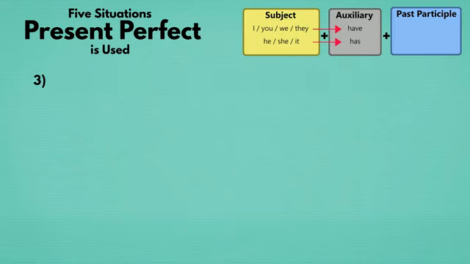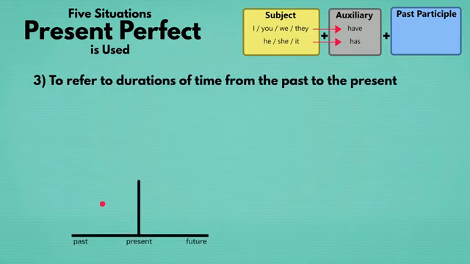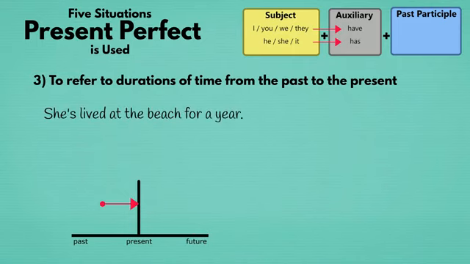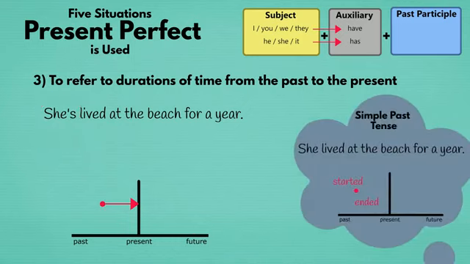Number 3. Present perfect is used to refer to durations of time from the past to the present. For example, she's lived at the beach for a year. Note that the contraction she's has been used in place of she has. If simple past were used, it would indicate that she no longer lives there.